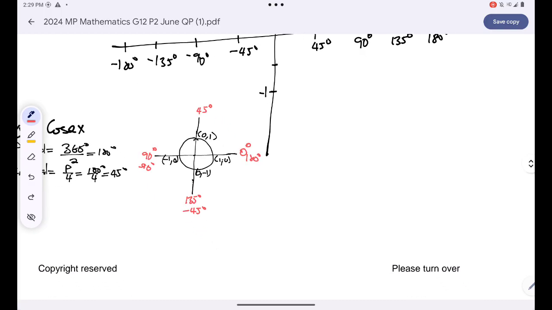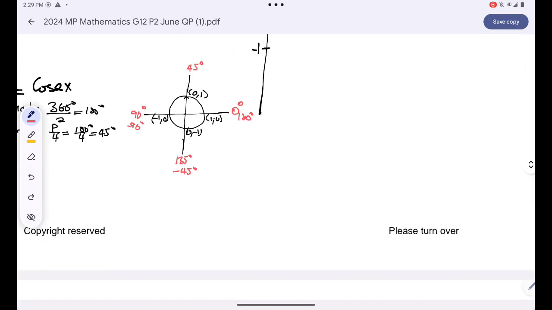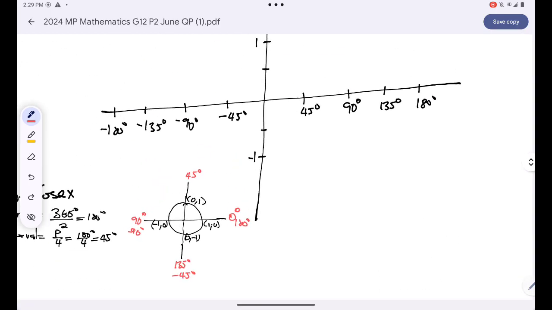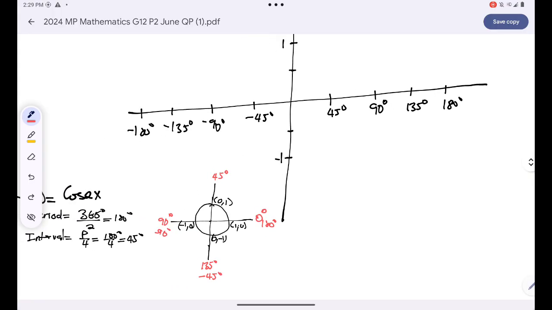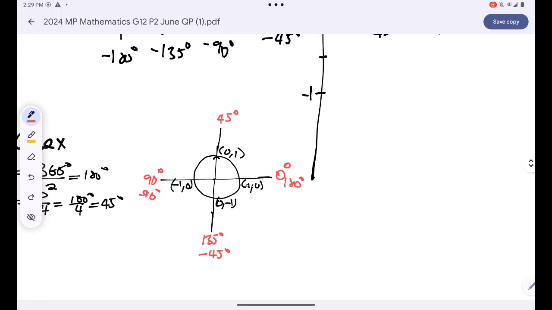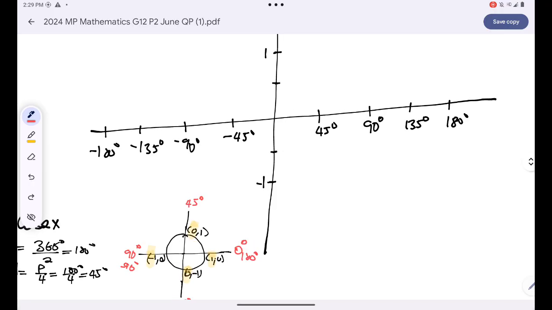I will stop, guys, because I was told that the domain of my graph is from negative 90 until positive 180. Since I'm drawing the graph for cos, guys, I'll simply focus on the x values on the coordinates of my unit circle. I'll only focus on the x values. Okay, when I'm at 0 degrees, what is my value of x, guys? The value of x is equal to 1.